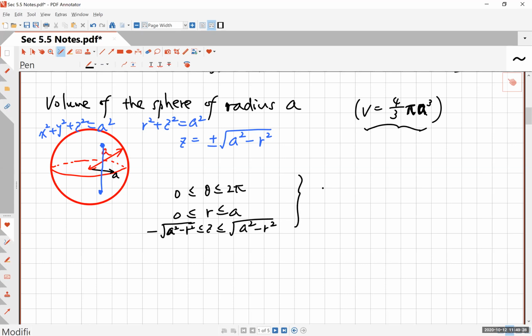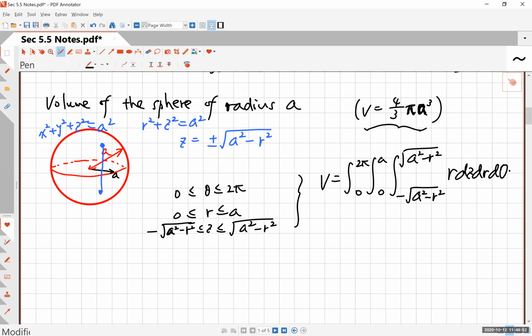All right, so then your volume is going to be a triple integral, from 0 to 2 pi, and then from 0 to a, and then from negative square root of a squared minus r squared to positive square root of a squared minus r squared. And then what comes in here? Yeah, the first thing is r, okay? Don't forget that. And then you have dz, dr, d theta.